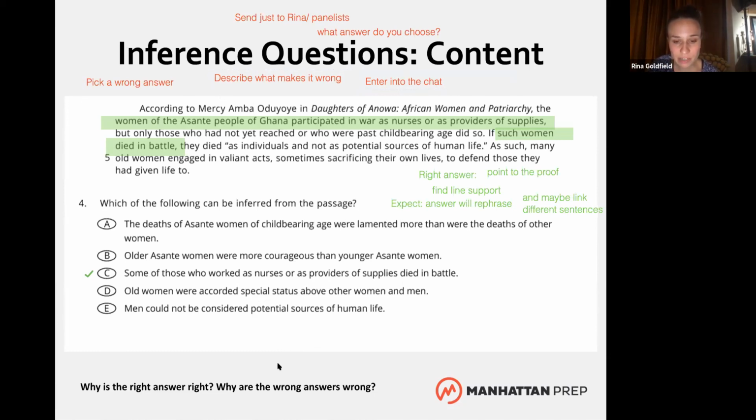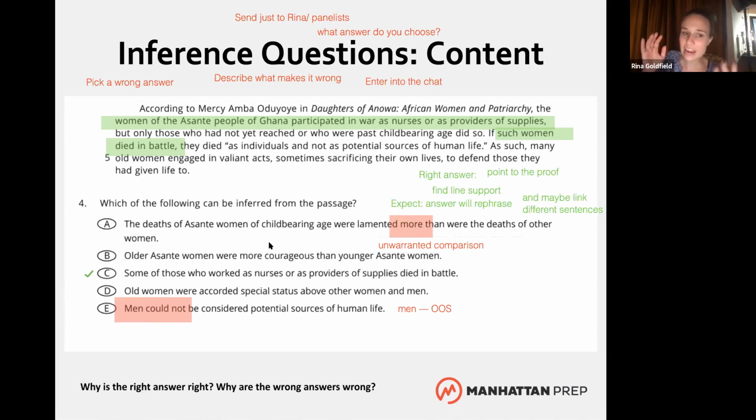Great. E was tempting for a couple folks, but that's a sort of real life leap that we can't take. There's nothing about men in this passage that's out of scope. Like real life, we're like, oh, men also exist, but not in the passage. So men, I'm going to summarize that out. OOS stands for out of scope. Okay, very, very good. We're noting A has that word more in it that we're skeptical of. So this is an unwarranted comparison.